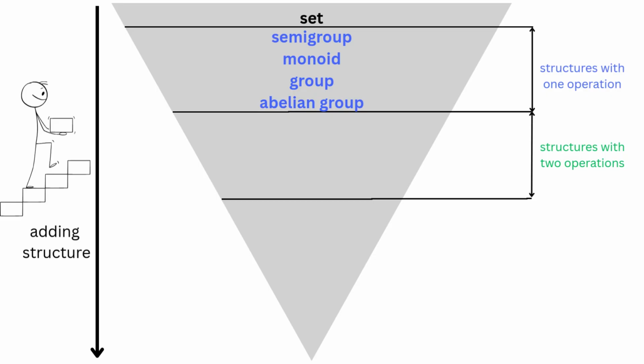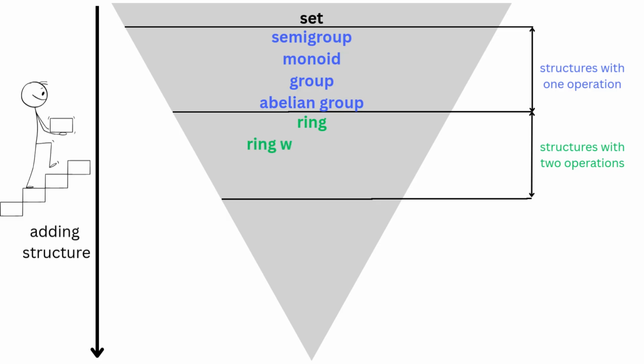The group is a set endowed with an operation which is associative. It has a neutral element, and every element has an inverse element. To each of these structures, we add the adjective abelian to its name if, in addition, the operation is commutative.